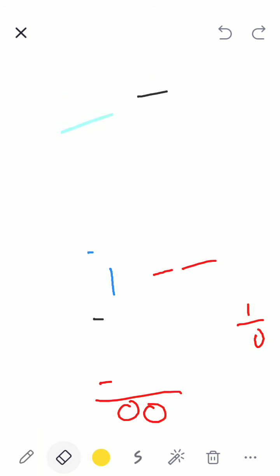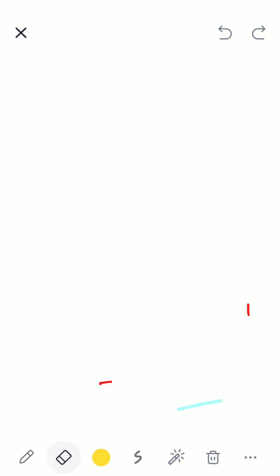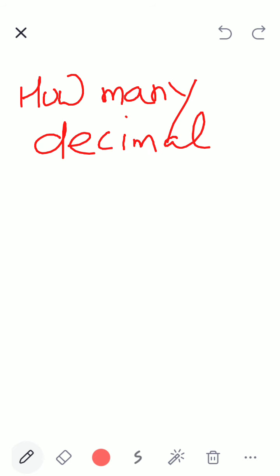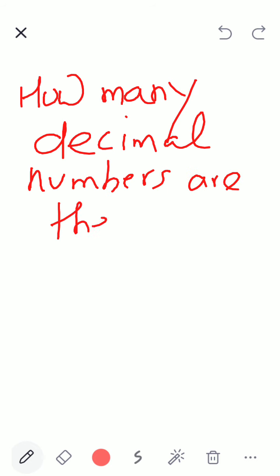Now I have so many decimals. How many decimal numbers are there in our number system? Children? Yes. Infinite.